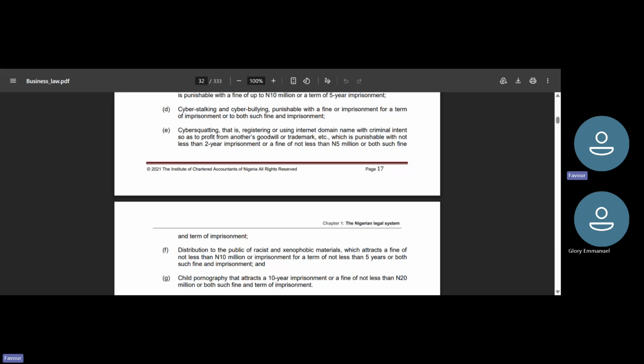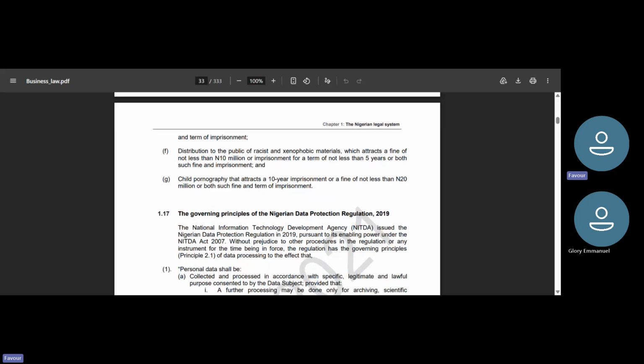This is punishable with not less than 2 year imprisonment, or a fine of not less than 5 million, or both. Notice in almost all, it's either one or the two, depending on the severity of the crime. Distribution to the public of racist and xenophobic material attracts a fine of not less than 10 million, or imprisonment of not less than 5 years, or both. So it's either one or the two of them.